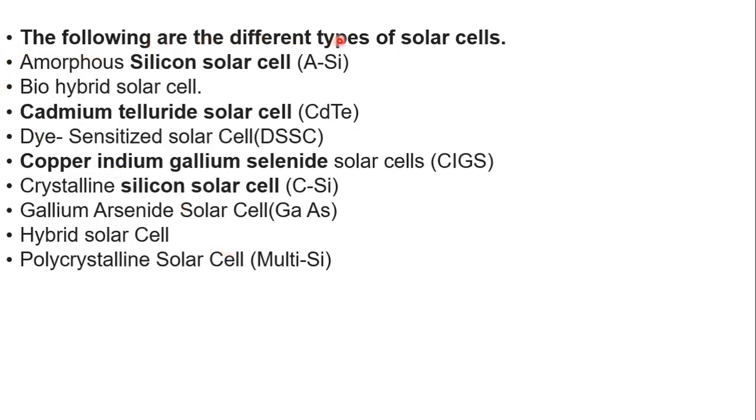The following are the different types of solar cell: amorphous silicon solar cell, biohybrid solar cell, cadmium telluride solar cell CdTe, dye-sensitized solar cell DSSC, copper indium gallium arsenide solar cell CIGS, crystalline silicon solar cell, gallium arsenide solar cell, hybrid solar cell, polycrystalline solar cell multi-Si.